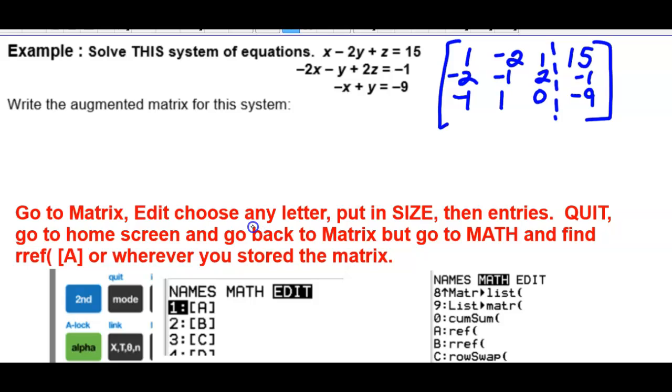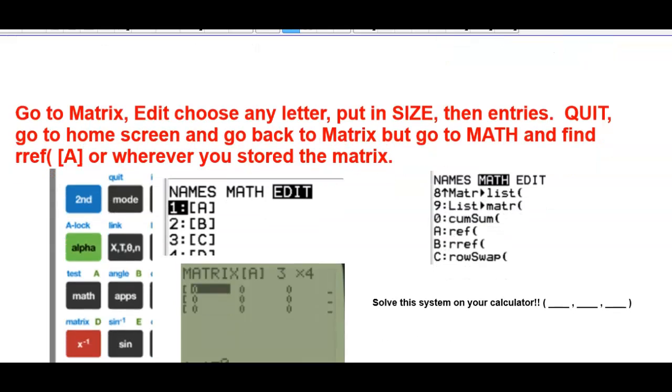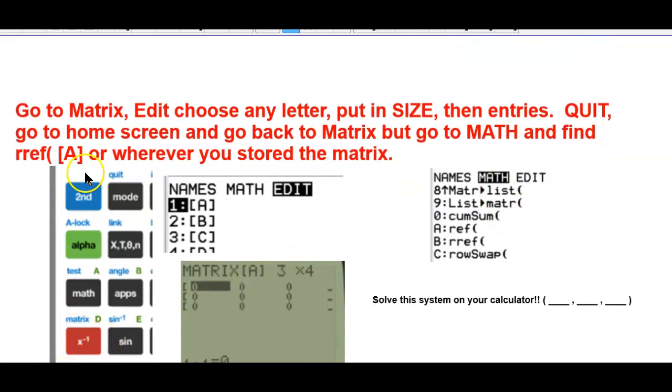Okay, so here's the directions all written out. You go to matrix, which is second and then the key below math, which is the -1 here. Second, then that one. And then you're going to go over to edit, which is 3 to the right. You have to tell it what size. And it might have old numbers in there, but you don't care. You're just going to type right over them. Put in the entries, and then you have to quit, which is up here, second mode, and go to the home screen. Then you go back to matrix, second matrix, but this time you only go to math.